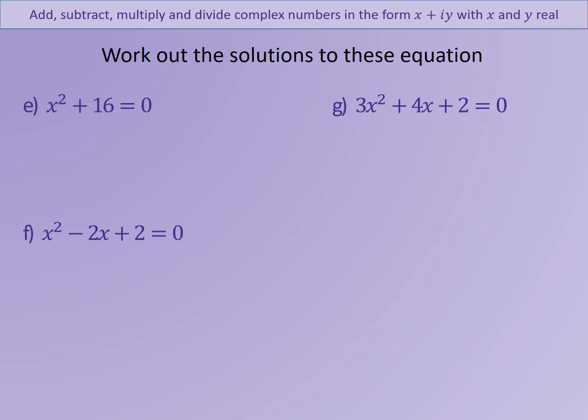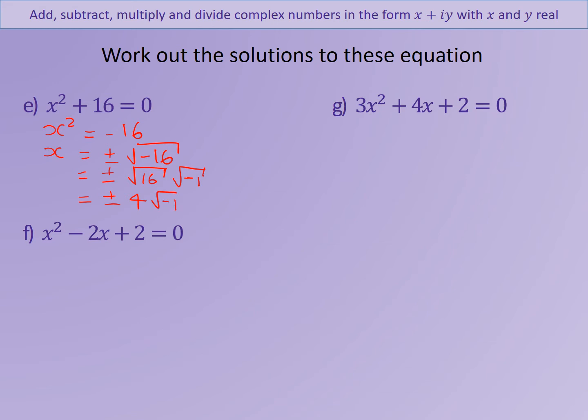Let's have a go at solving E, F and G. Looking at part E, we have x squared is equal to minus 16. So x will be equal to plus or minus the square root of minus 16. Now if I factorise out the minus 1 here, I can rewrite that as the square root of 16 multiplied by the square root of minus 1. And it's that minus 1 that we'll take a look at very shortly. In your calculator, this would give you a maths error. So the square root of 16 is 4, so we have 4 multiplied by the square root of minus 1.